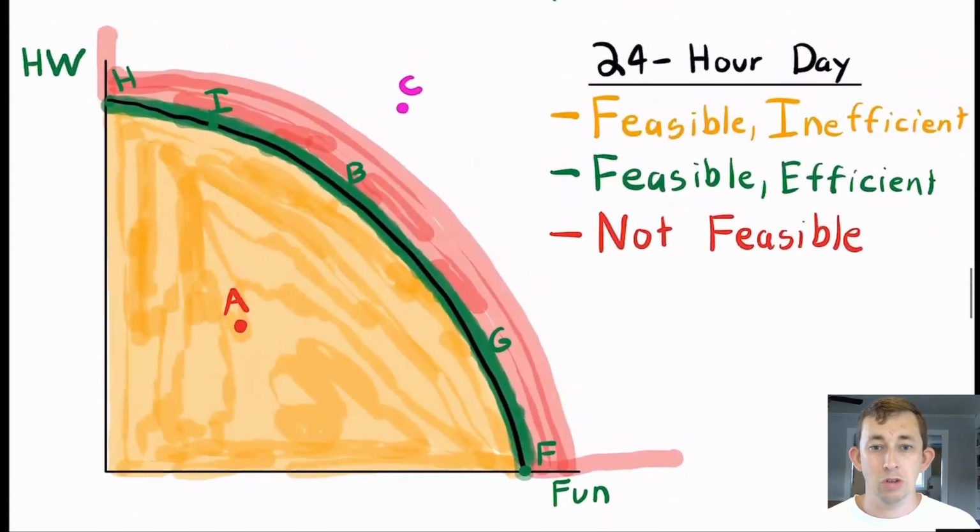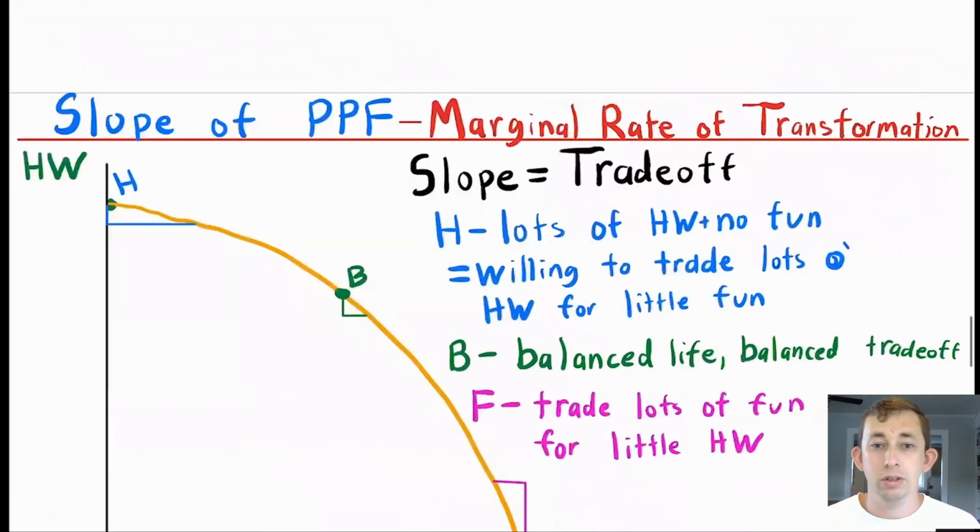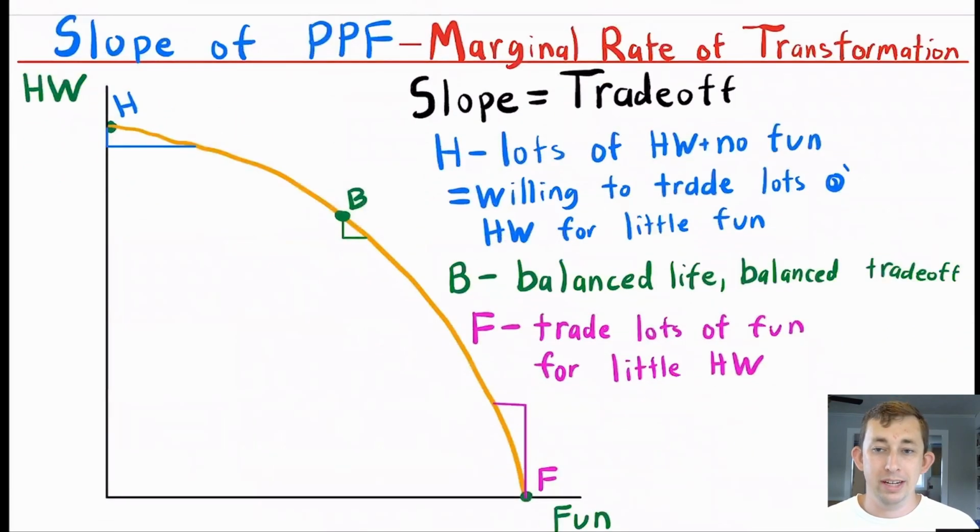Now, what about the slope of the PPF? You can see it's got this kind of bowed out shape, but why is that? Well, the slope of the PPF is called the marginal rate of transformation, and you can think of it as the trade-off between doing homework and having fun. Now, let's start at point H. So at point H, you can see the slope is pretty flat. So I can give up a little bit of homework and have a lot of fun because you realize that, well, I'm having no fun. So if I give up a little bit of homework, I will be having a lot more fun.